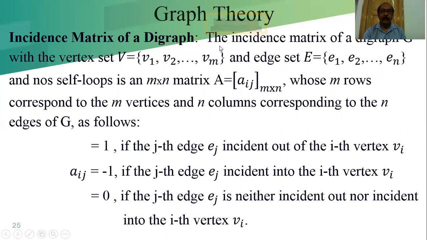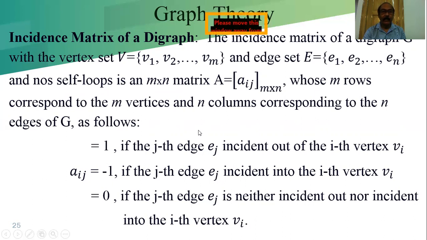Incidence matrix of a digraph. The incidence matrix of a digraph G with vertex set V = {V1, V2, ..., Vm} and edge set E = {E1, E2, ..., En} and no self loop is an m cross n matrix A = [aij], which we already learned, whose m rows correspond to the m vertices and n columns correspond to the n edges of G, as follows. Now here for a digraph, what happens? One edge is incident out from a vertex and incident into a vertex.